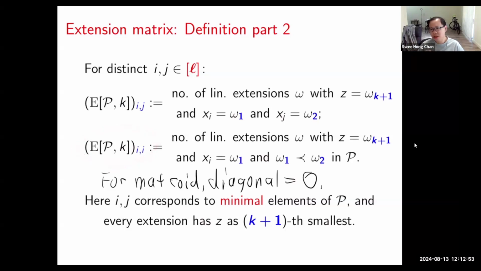And in fact, this diagonal being non-zero, maybe let me just give a spoiler. At the end of today's talk, we will see how this impacts some of the results, that it actually makes some differences.